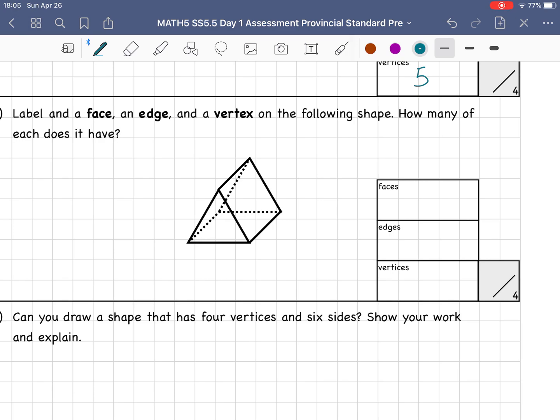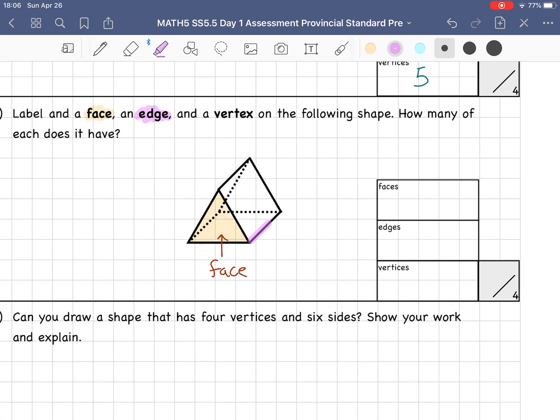Number 4, label a face, an edge, and a vertex on the following shape. How many of each does it have? So I'm going to do the face in this orange. So I'm going to do the front face. There's a front face right there. There's my face. A face is a flat surface on a three-dimensional object.